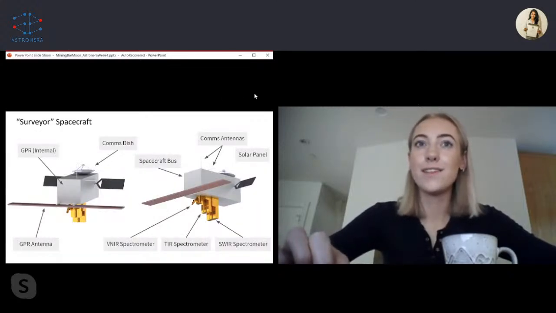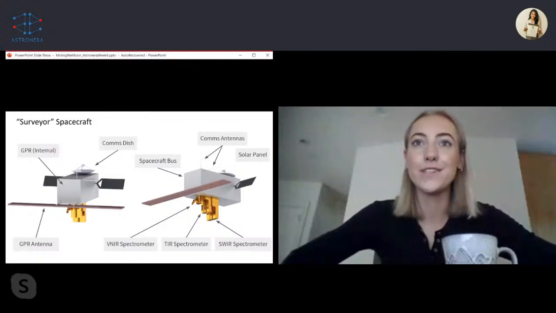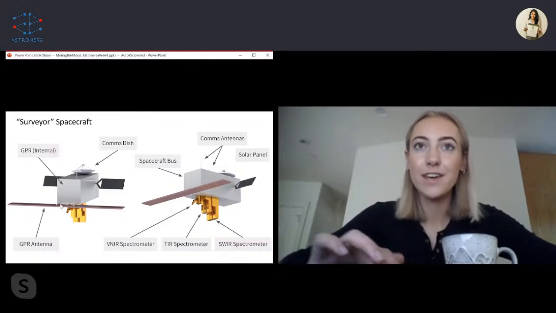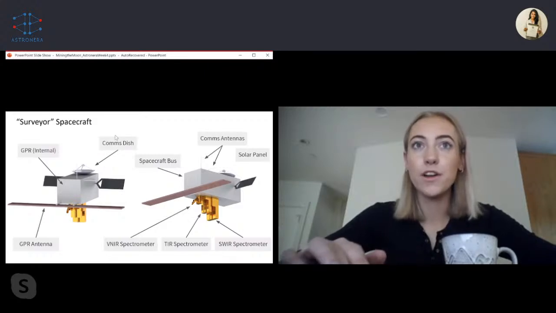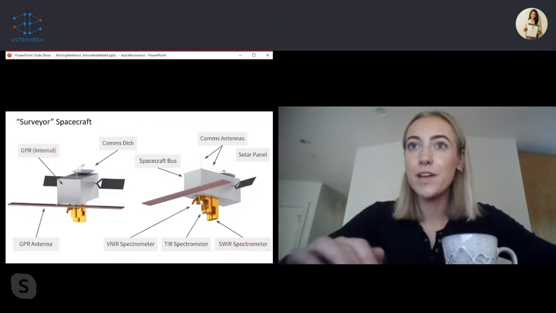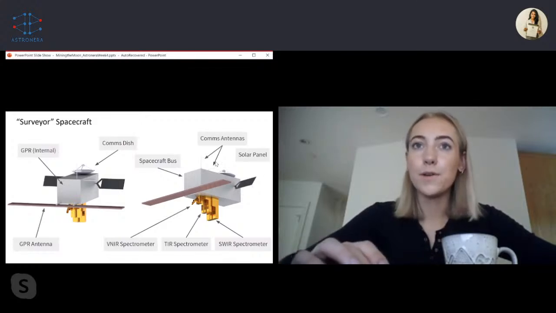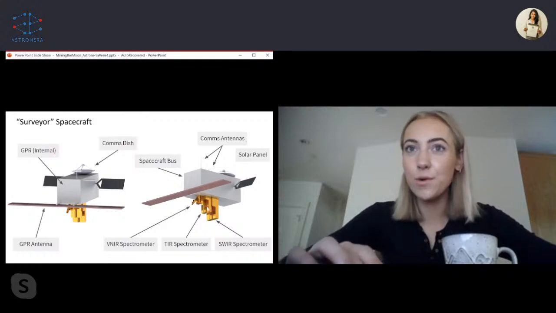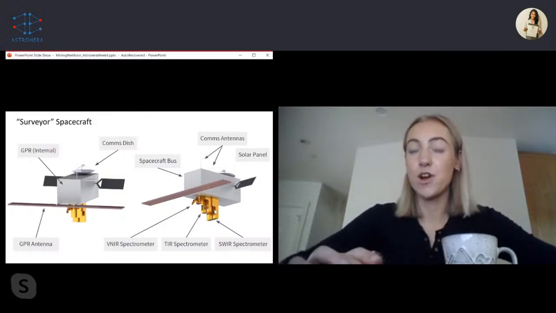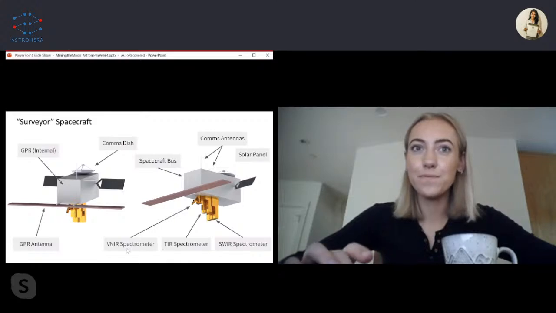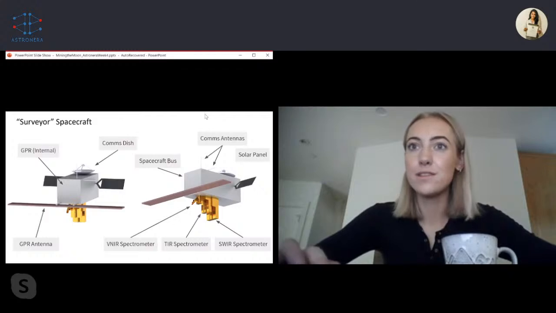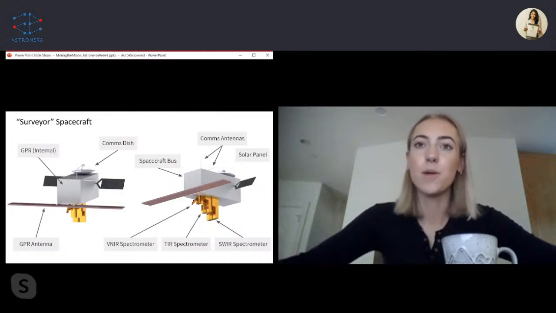And these are a couple CAD models that another one of my friends created for this project. It shows you where the GPR antenna is, this long flat thing, and the spacecraft bus. We've got our communications dish on top, some solar panels for power, and then these 3 gold boxes on the bottom are the spectrometers that I helped size and design. You can see the names of these: VNIR spectrometer, TIR, and SWIR. I'm going to go into what that means, how we chose what types of spectrometers, and why we have 3 of them.